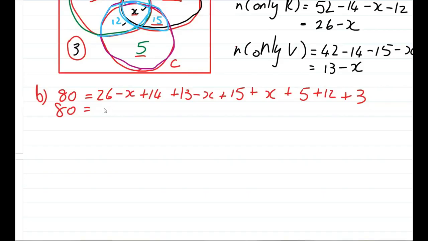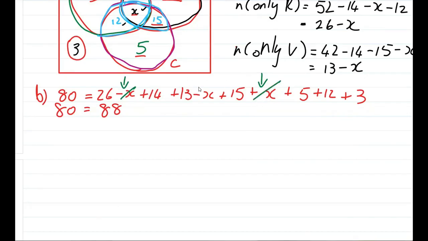Just again, go and say 26 plus 14 plus 13 plus 15 plus 5 plus 12 plus 3. What do you get? 88. Yes, 88. All right, now all the x's, look here, minus x, and here's a minus x, and there's a plus x. What do you think they're going to do? Minus x. Plus x.